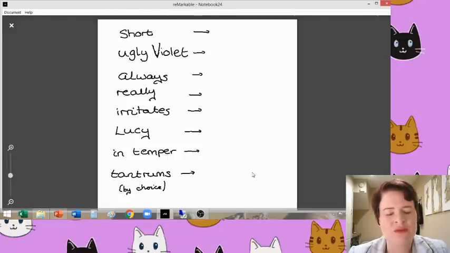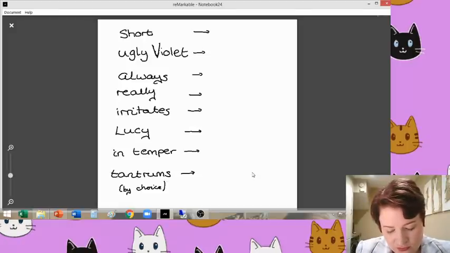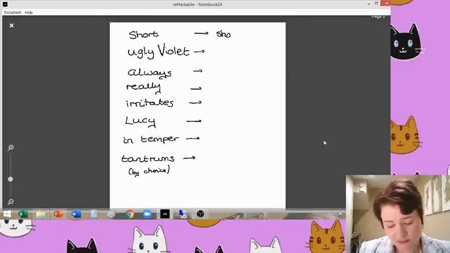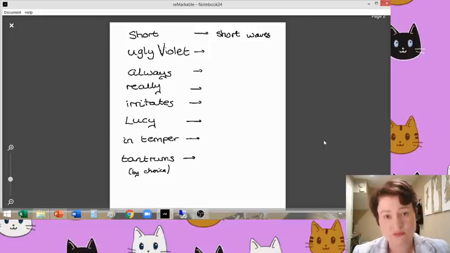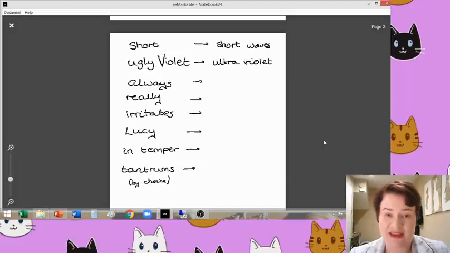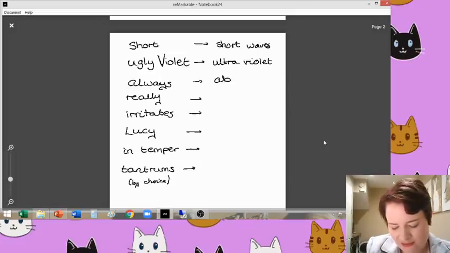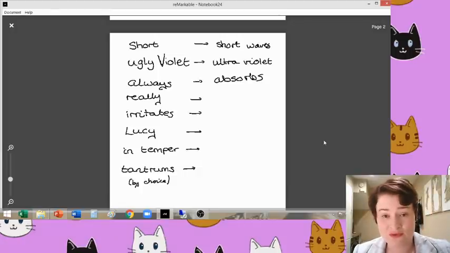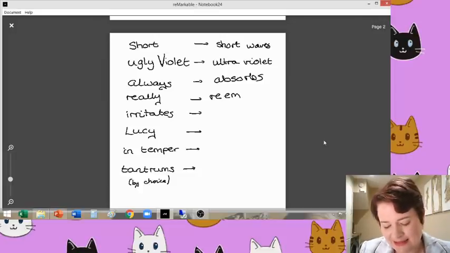What this actually matches to, I'm going to show you, and then we're going to apply it to a diagram as well. So short does actually mean short. So short waves travel towards the Earth. They travel towards the Earth in ugly violet. Can anyone guess what that one is? Ultraviolet, UV waves. So short waves, ultraviolet waves, always matches to absorbs. Really stands for re-emitted.